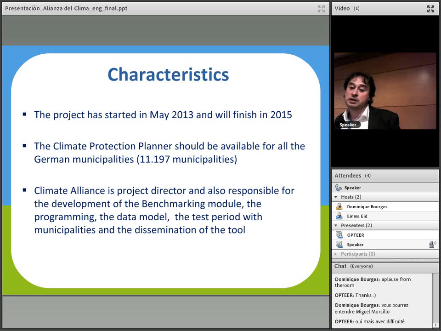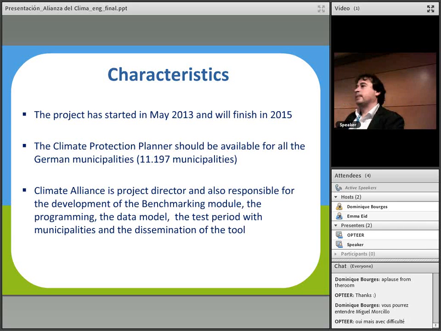This tool should be available for more or less 12,000 municipalities in Germany. And not only municipalities, we're talking about counties, provinces, and regions. That means all public administrations should be able to use this tool. That is the most important goal. We, as the Climate Alliance, are project director of the tool. I'm very implicated in this project. I'm responsible for the data system, for example, for the import of data, for the programming, and for the test.